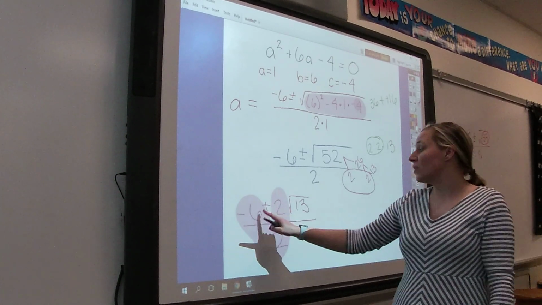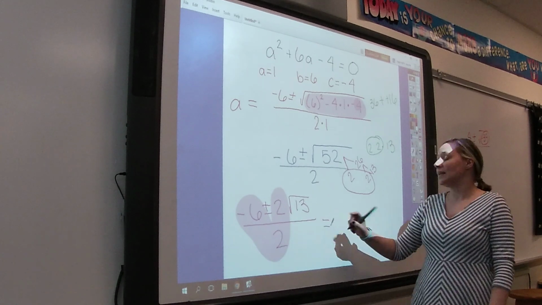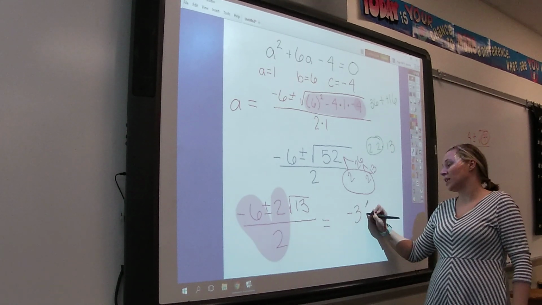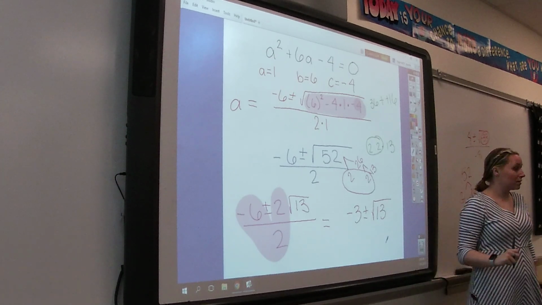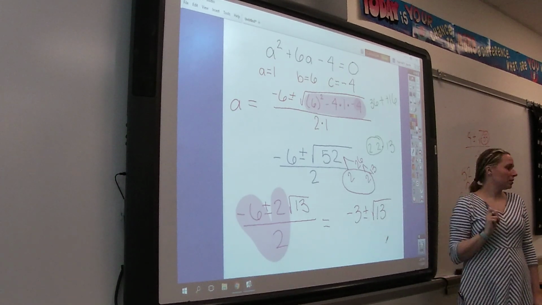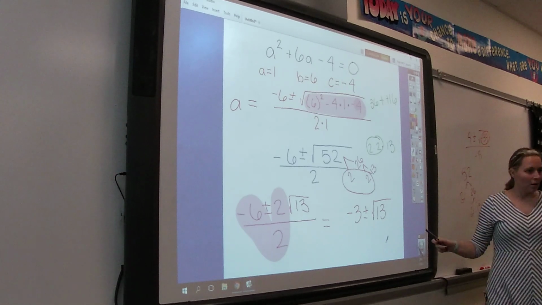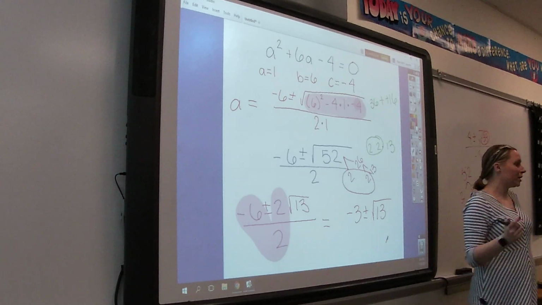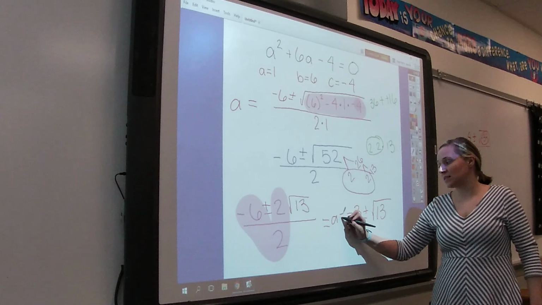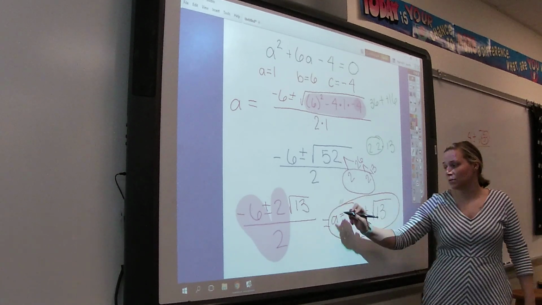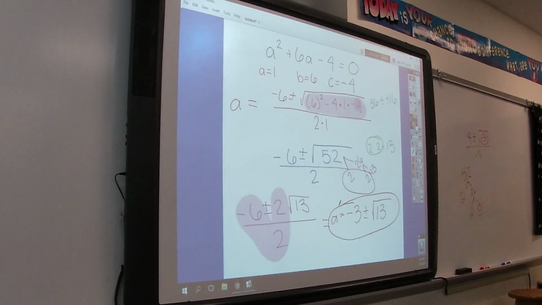So if I divide these each by 2, I now have an answer that says -3 plus or minus 1 square root 13 all over 1. I just don't need to write down those ones. Okay, and this is then my final answer, and it's completely reduced and simplified.